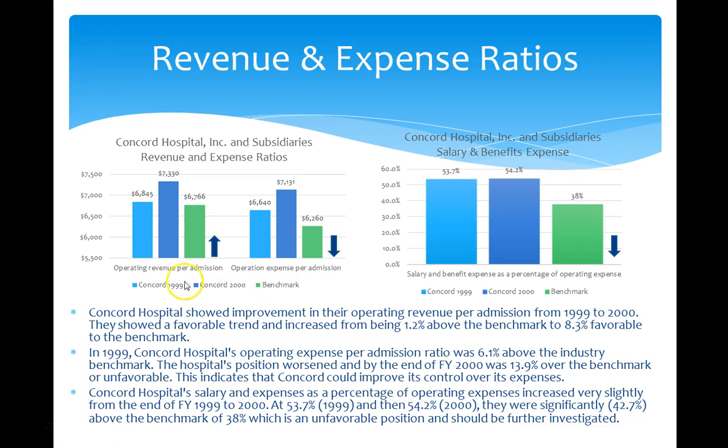In terms of revenues and expenses, we see here that looking at the operating revenue per admission, the benchmark is 6,766 for an entity with under 200 to 299 beds. So here their revenue is much greater than the benchmark and trending very favorably from the prior year. However, their expenses are much greater than the benchmark and trending unfavorably. So all in all, it seems that things are pretty even.